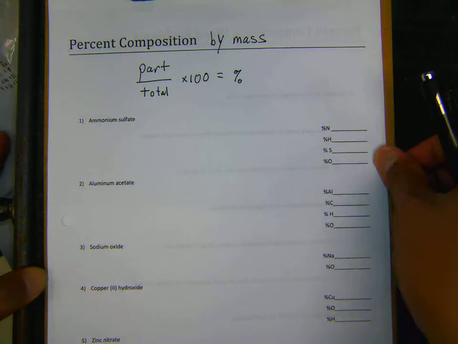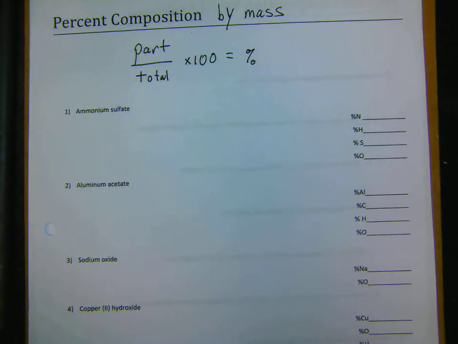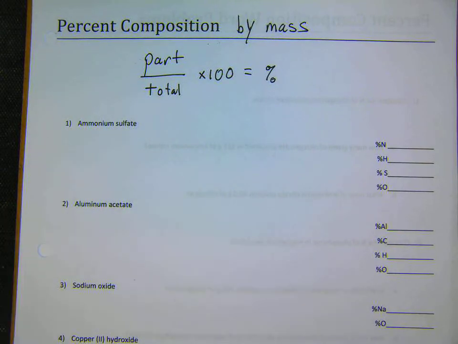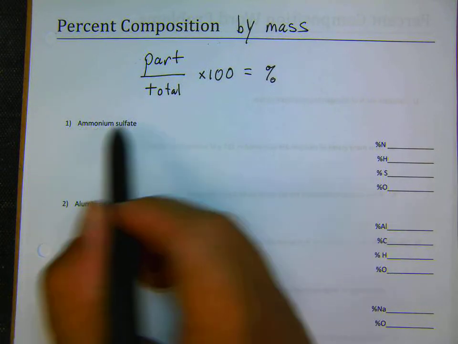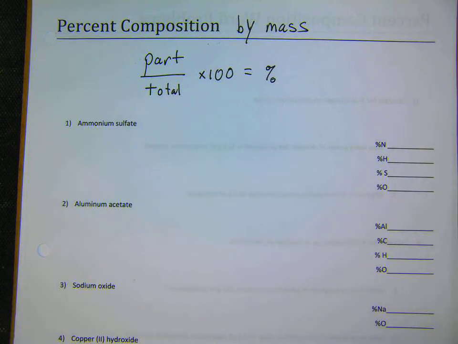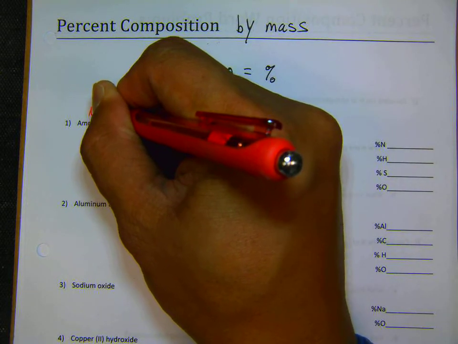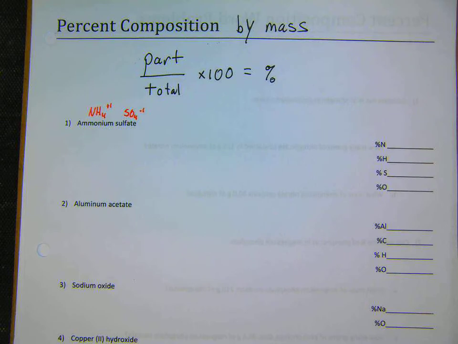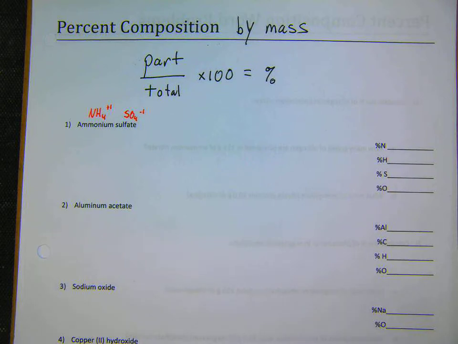All right, so I'm going to zoom in. The first one we're going to do is ammonium sulfate. So what we need is the actual formula for ammonium sulfate. Ammonium is a polyatomic ion, NH4 plus 1. Sulfate is SO4 minus 1. If you are still unsure about the polyatomic ions, make sure that you have your polyatomic ions out in front of you so that you can get them correct. You have to have a correct formula before you do the percent composition because it's based on the formula.